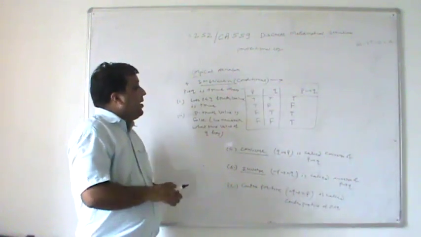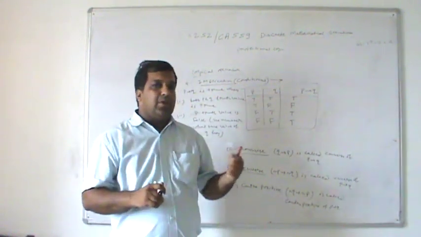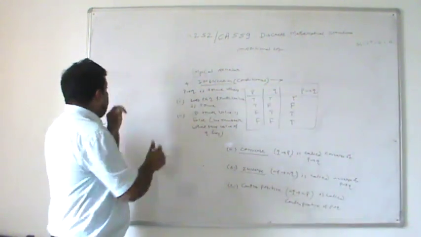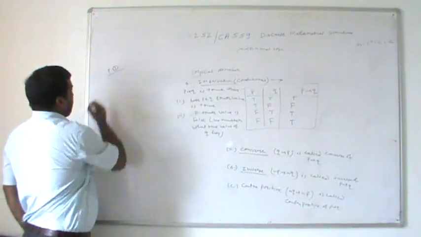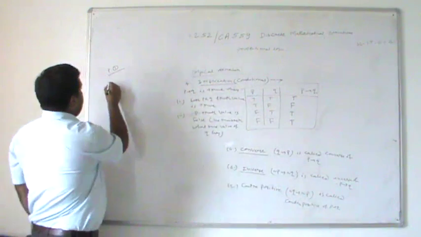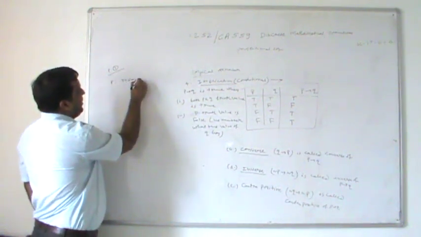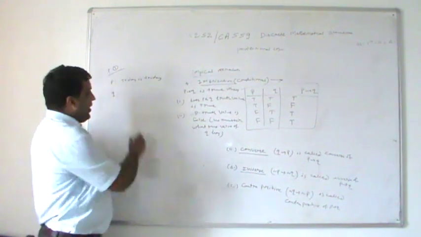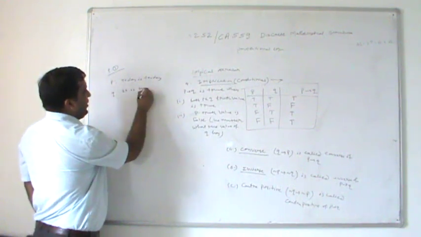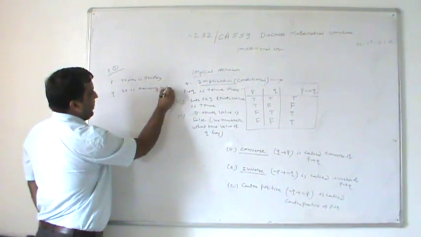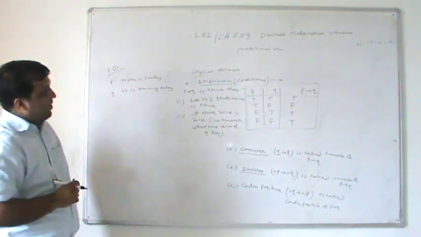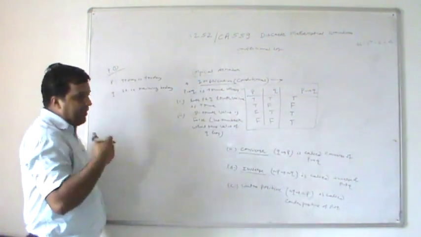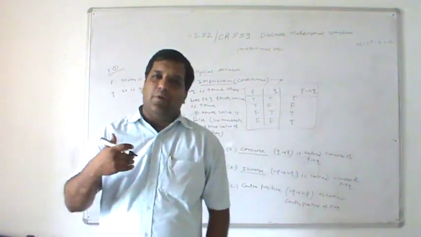Now we have a few problems based on the implication. Here we can take one problem like this. We take a proposition variable P: today is a Friday. And another proposition variable Q: it is raining today. Now we can write this in the form of implication, in the form of conjunction, and in the form of disjunction.